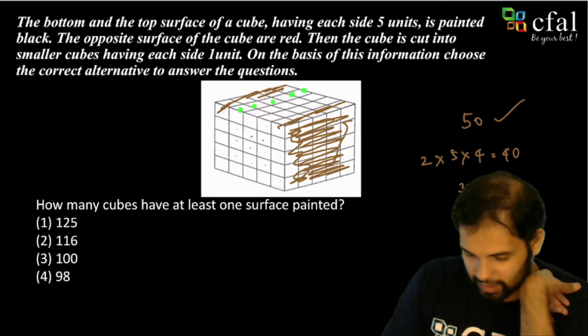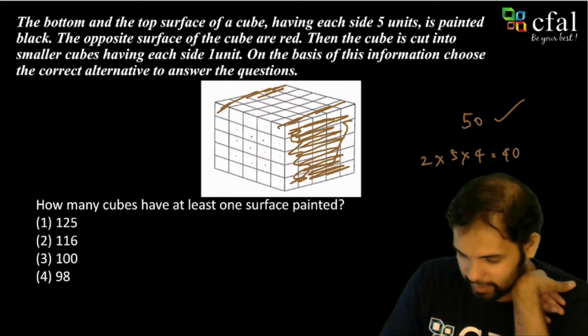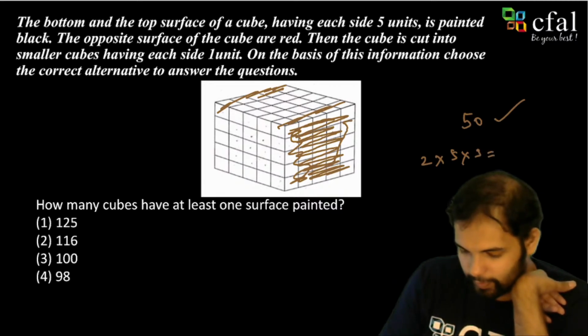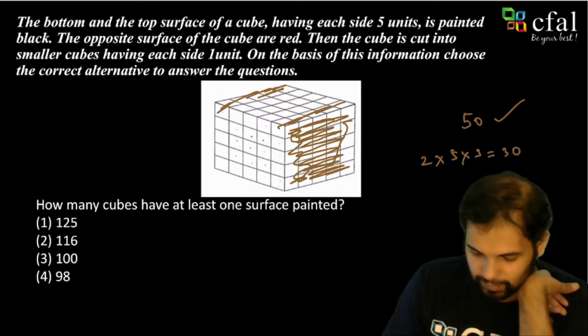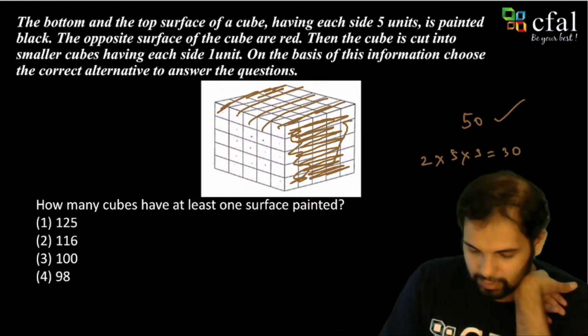Sorry, into 3, sir. 3, right? That's why, okay. Into 3. Yes, this will give 15 into 3. This is 30, correct? So you have taken care of these and these.